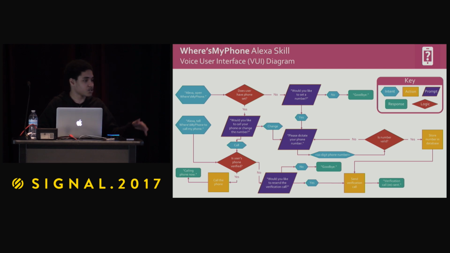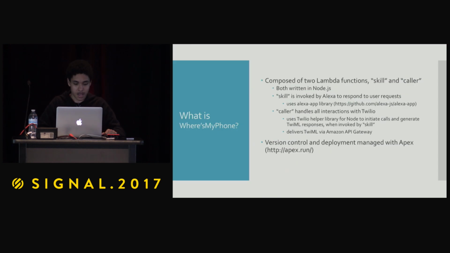As you can tell, it's just a flow chart, which is really all an Alexa skill does. It starts with open Where's My Phone. It checks if the user has the phone number set. If not, it prompts for a number. It's basically what I showed just here with Alexa. So, the details under the hood of how Where's My Phone works.